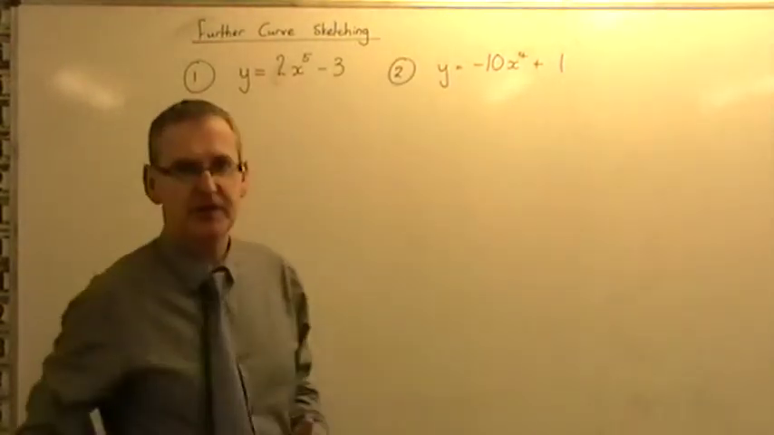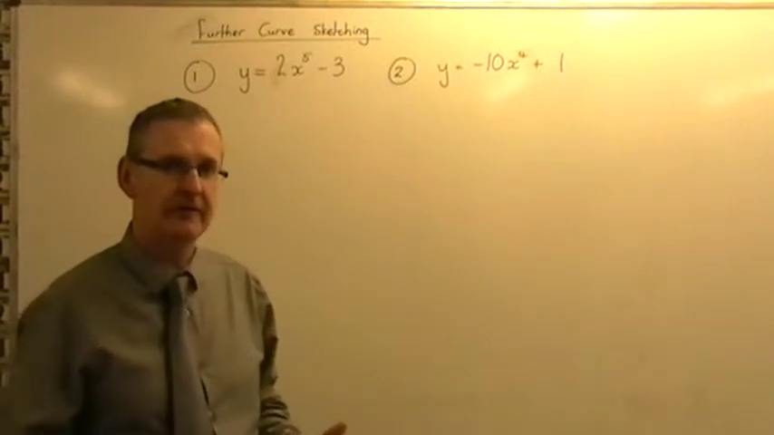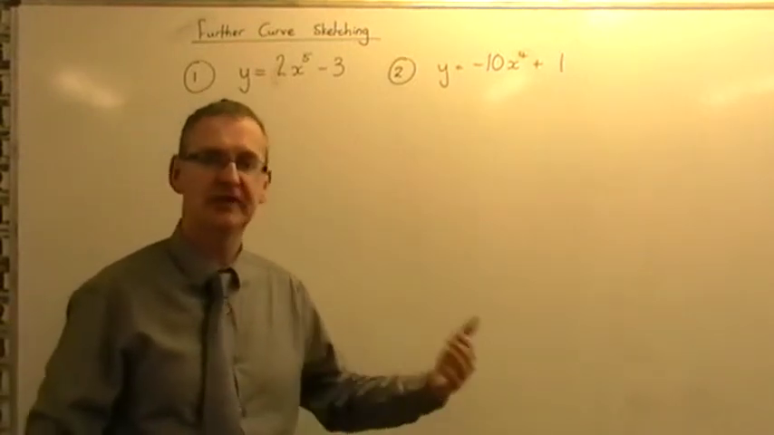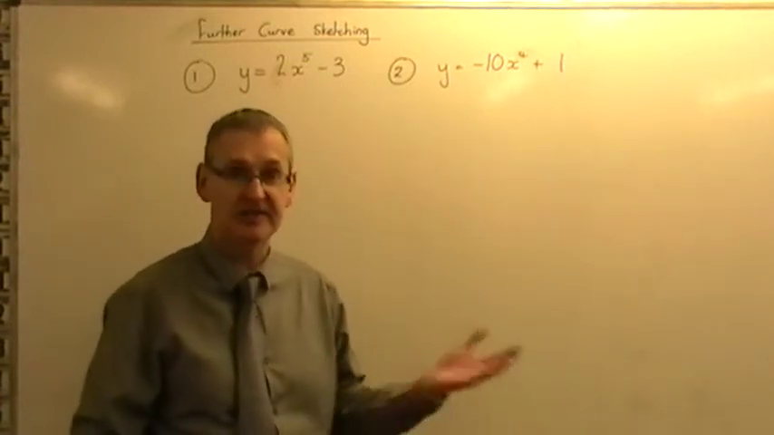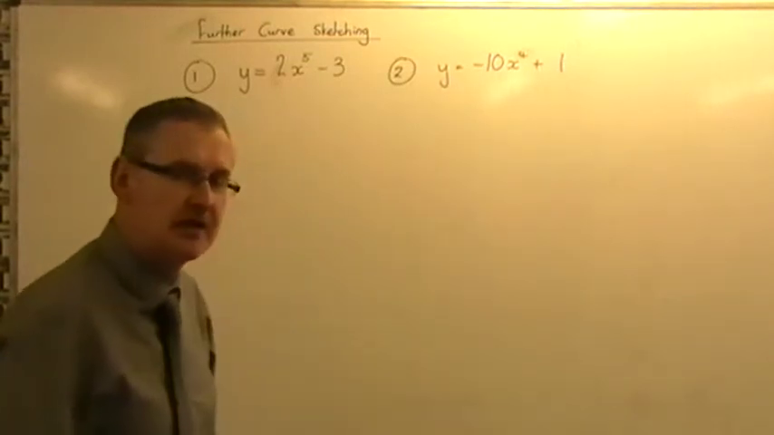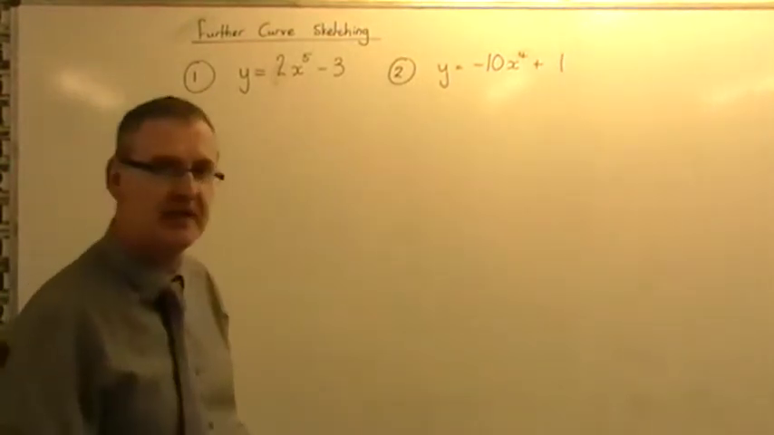Okay, let's do some further curve sketching, and this time I'm going to do a batch of sketches which involve things like y equals x to the 4 graphs, or y equals x to the 5 graphs, or even y equals x to the 6, x to the 7 graphs. Let's have a look what these look like. So number 1, y equals 2x to the 5 take away 3.